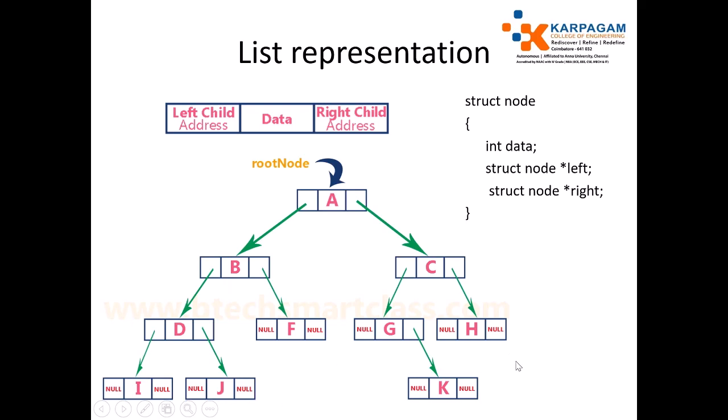So by using a linked list, we can represent this. This is the data structure for this. Left is used to store the address of the left subtree, and right is used to store the address of the right subtree. Data is used to store the data part.